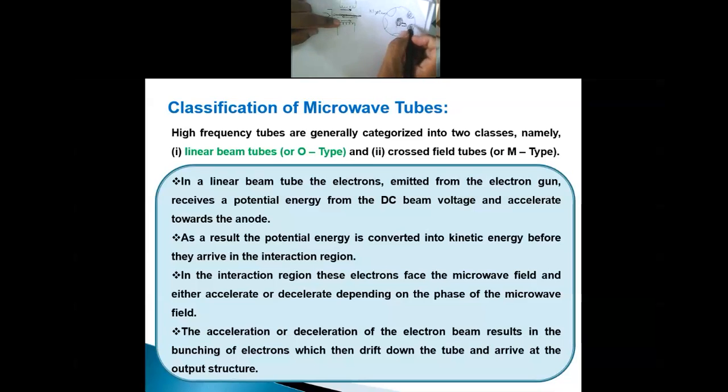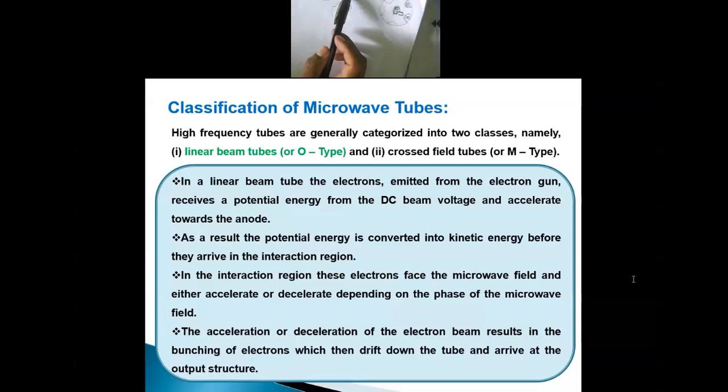M type tube means what? A magnetron. Okay, the M type tube is nothing but a magnetron. And in the linear beam tube, the electric field and magnetic field are parallel, or you can say axial, the axial conduction. The type of linear beam tube is nothing but the klystron, and the type of cross field tube is nothing but the M type tube, that is, the magnetron.